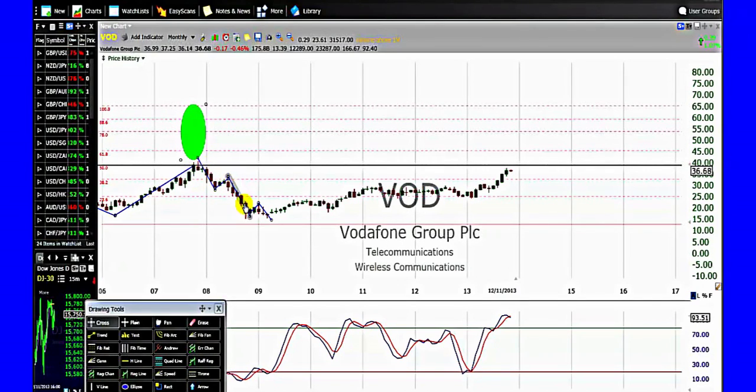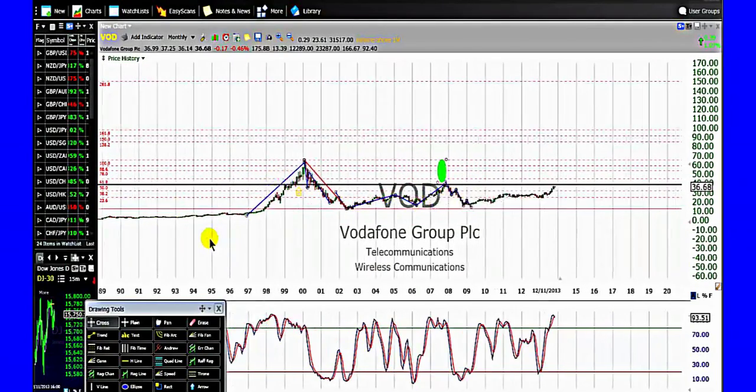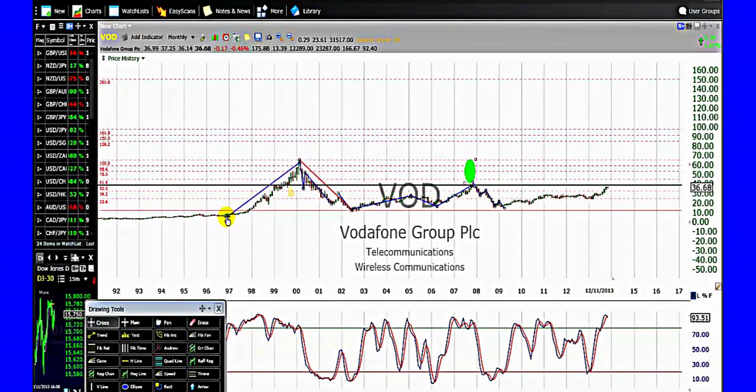1, 2, 3, 4, 5. So Vodafone has been very friendly to this zigzag pattern. There was a motive wave, in fact, from 1996 all the way to 2000.